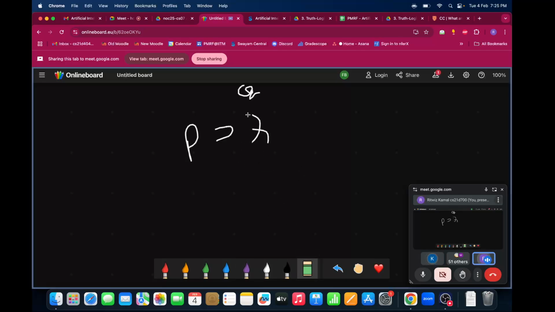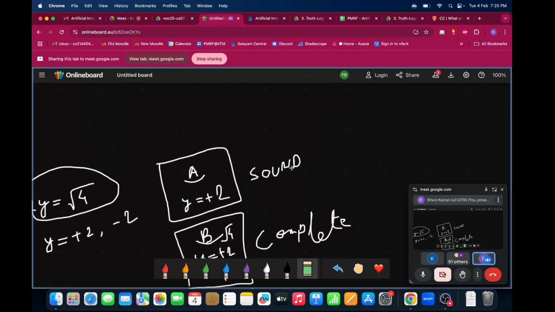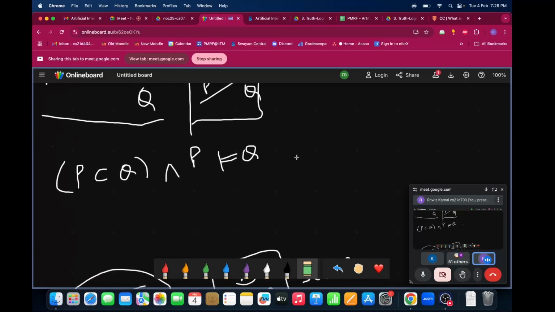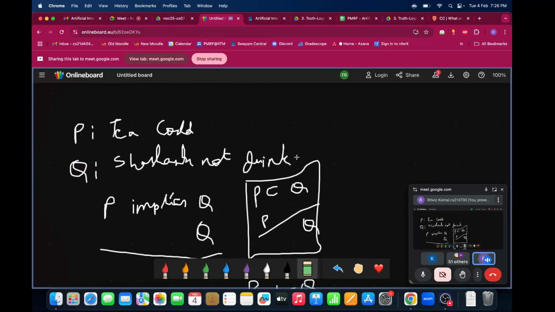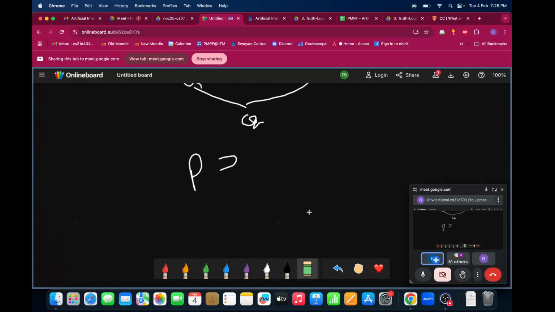If I have been writing the implication symbol as something different, apologies for that. Please correct that when you solve the assignment answers, right? Please don't use this as a subset symbol, sir. Yeah. P implies R only, sir.